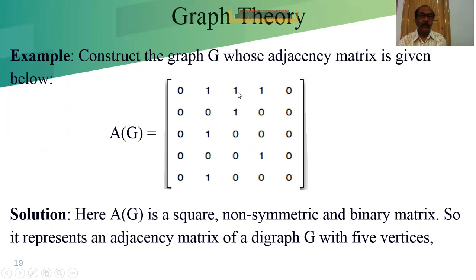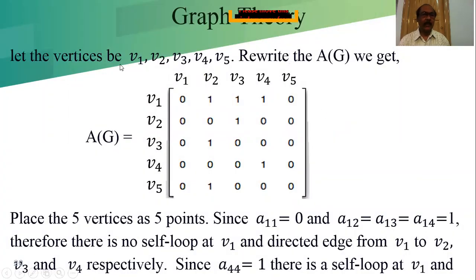First, how many vertices are there? 5 vertices. First we have to label and rewrite this by labeling it, then we can make the graph. Since there are 5 vertices, the labels are 1 to 5 and 1 to 5. This is our adjacency matrix. From that we can check A11 equal to 0, A12 equal to 1, A13 equal to 1 and A14 equal to 1.